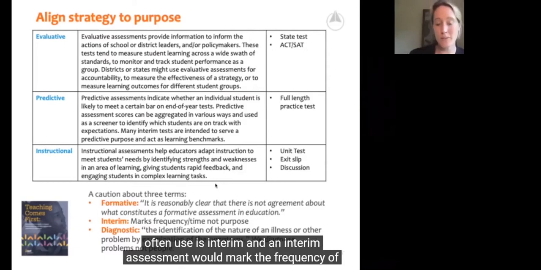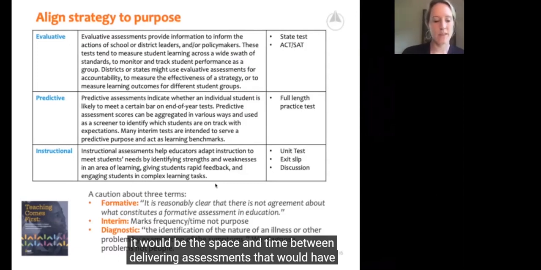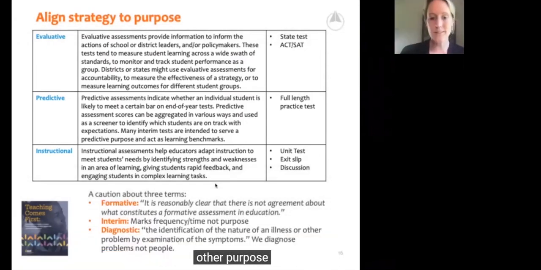The second word that we often use is interim. An interim assessment would mark the frequency of assessment, but an interim assessment doesn't have a purpose in and of itself. It would be the space and time between delivering assessments that would have other purposes.